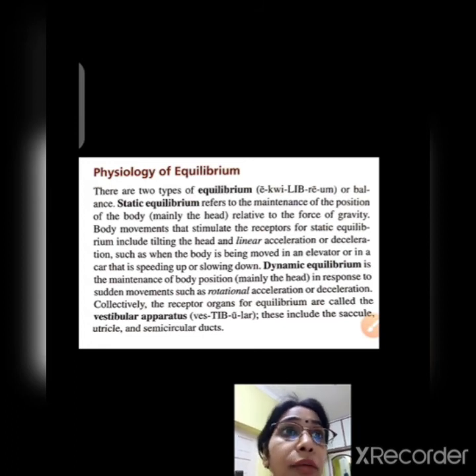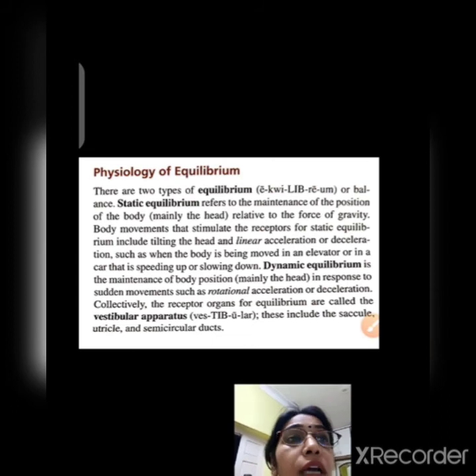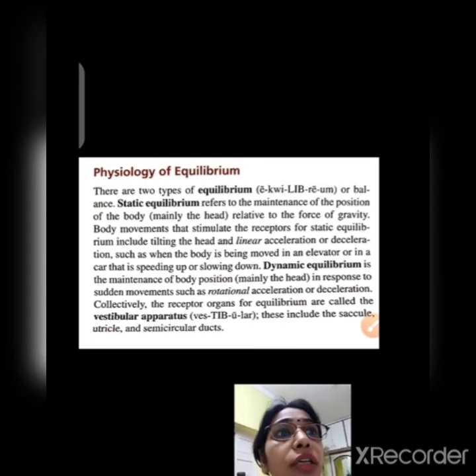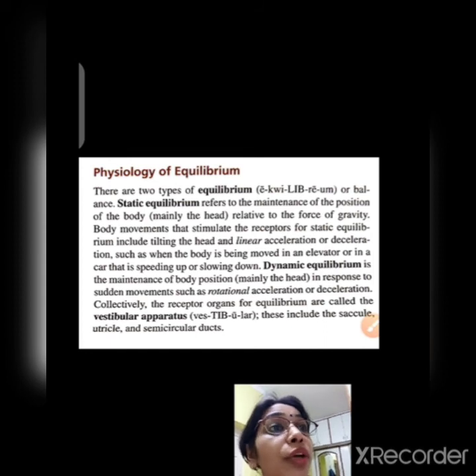Now the dynamic equilibrium is the maintenance of body position, mainly the head, in response to sudden movements such as rotational acceleration or deceleration. Collectively, receptor organs for equilibrium are called the vestibular apparatus. These include the saccule, utricle and the semicircular ducts. Whatever we studied in the internal ear portion, the vestibular apparatus, the saccule, the utricle and the semicircular ducts, that brings about the dynamic equilibrium when the body is in motion.